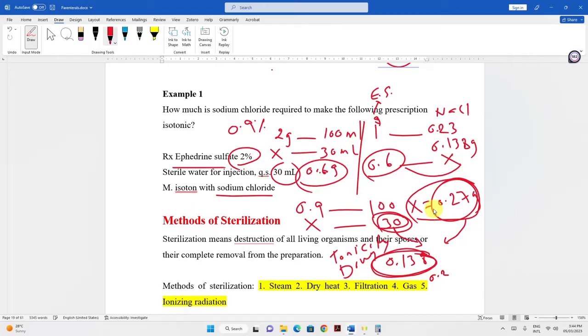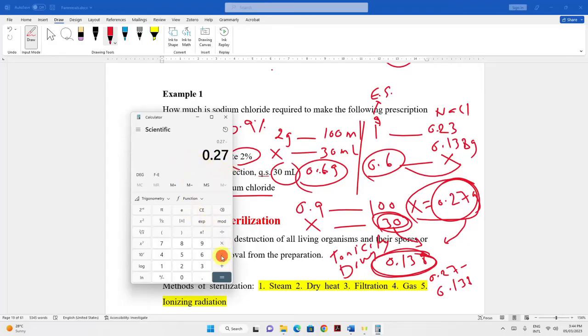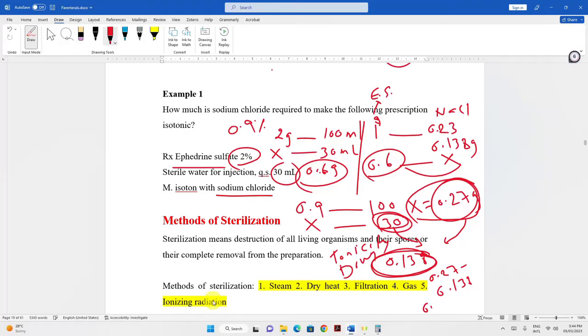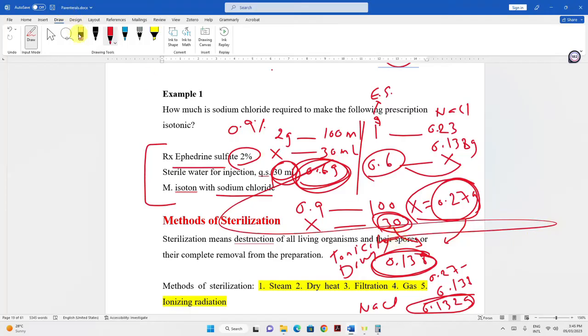So 0.27 minus 0.138 is how much sodium chloride we need to add. 0.27 minus 0.138 is equal to, and the answer is 0.132 gram. So in order to prepare this recipe, one, I need to get 0.6 gram of the drug, which is ephedrine sulfate, add to it 0.132 gram of sodium chloride, and then make it up to 30 ml to have an isotonic solution. Okay, let me just remove these things.